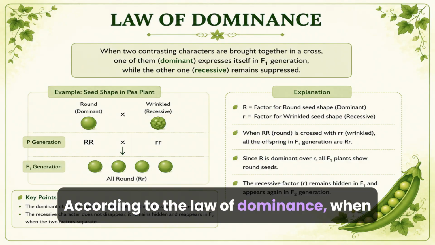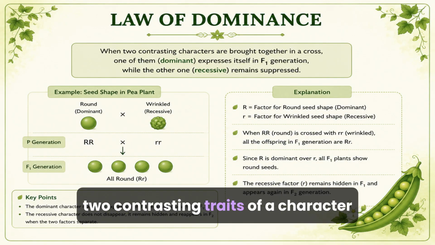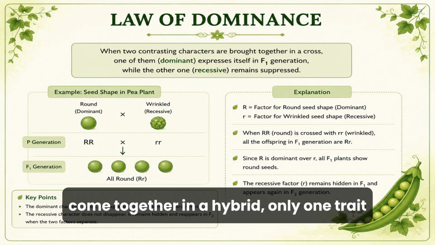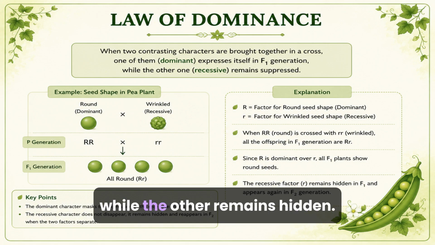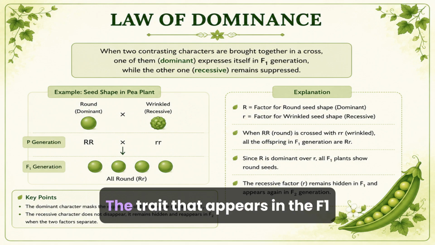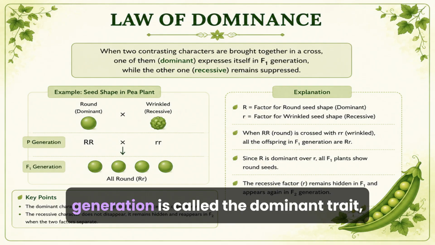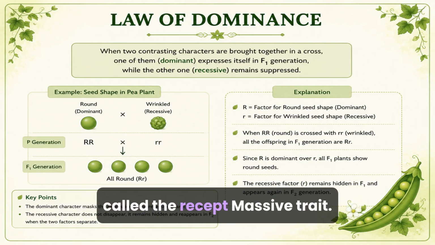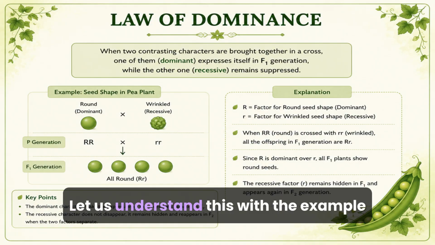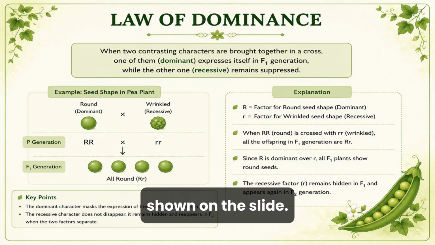According to the law of dominance, when two contrasting traits of a character come together in a hybrid, only one trait expresses itself in the F1 generation, while the other remains hidden. The trait that appears in the F1 generation is called the dominant trait, and the trait that remains hidden is called the recessive trait. Let us understand this with the example shown on the slide.